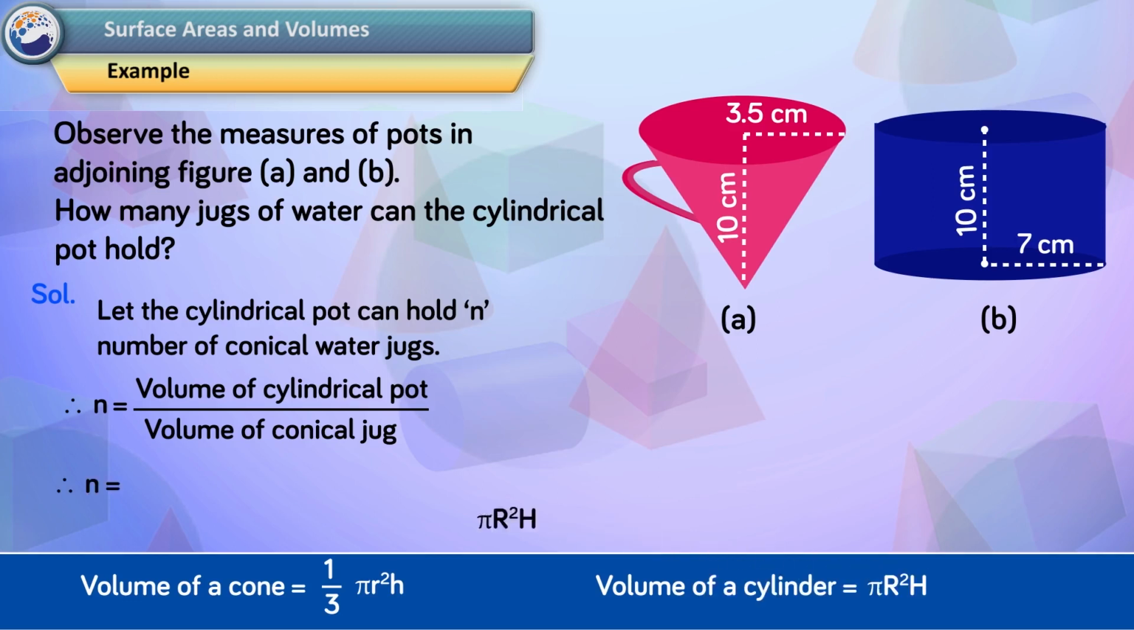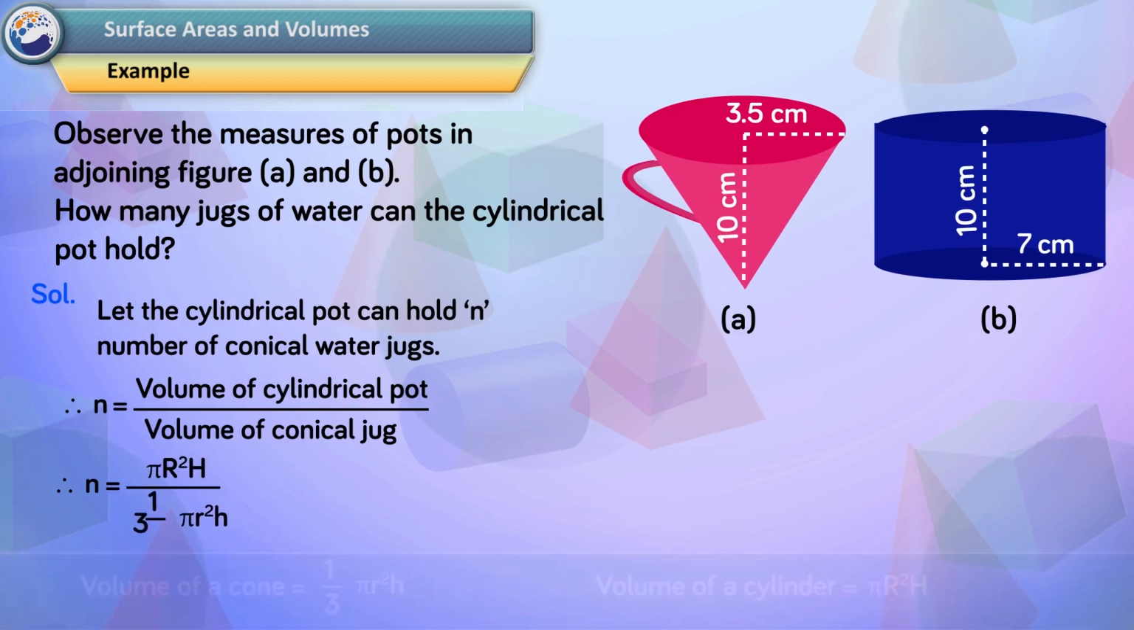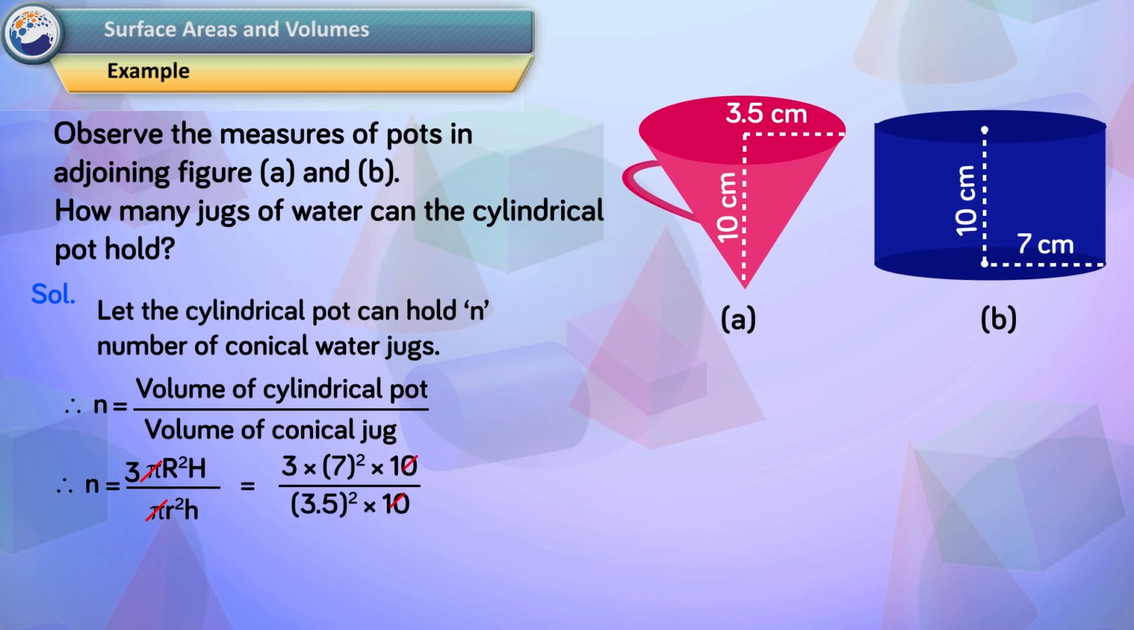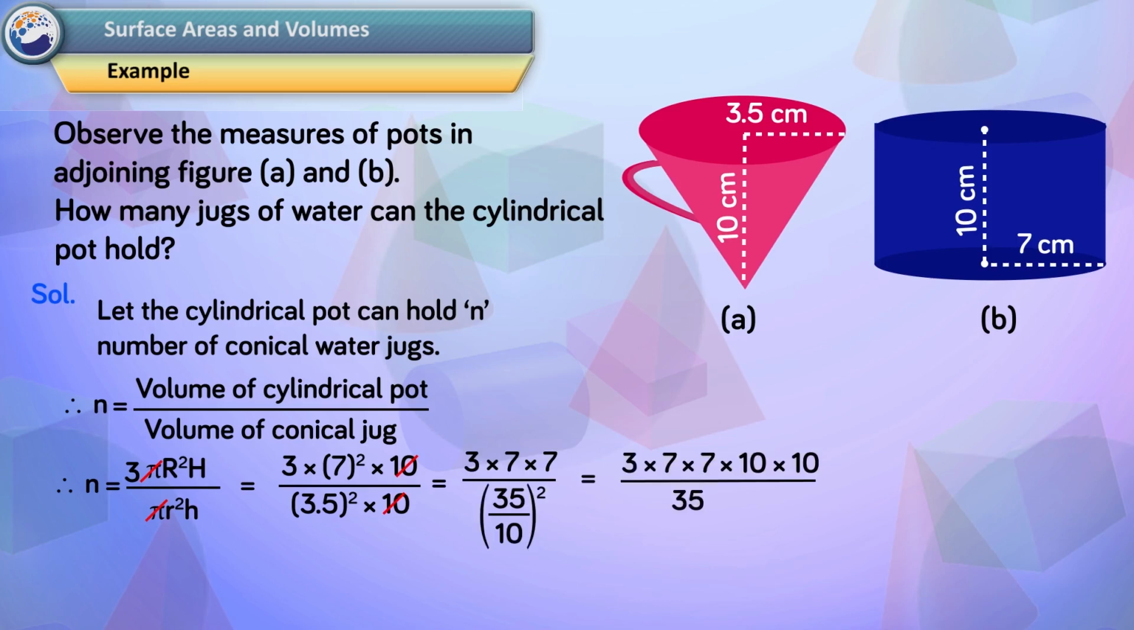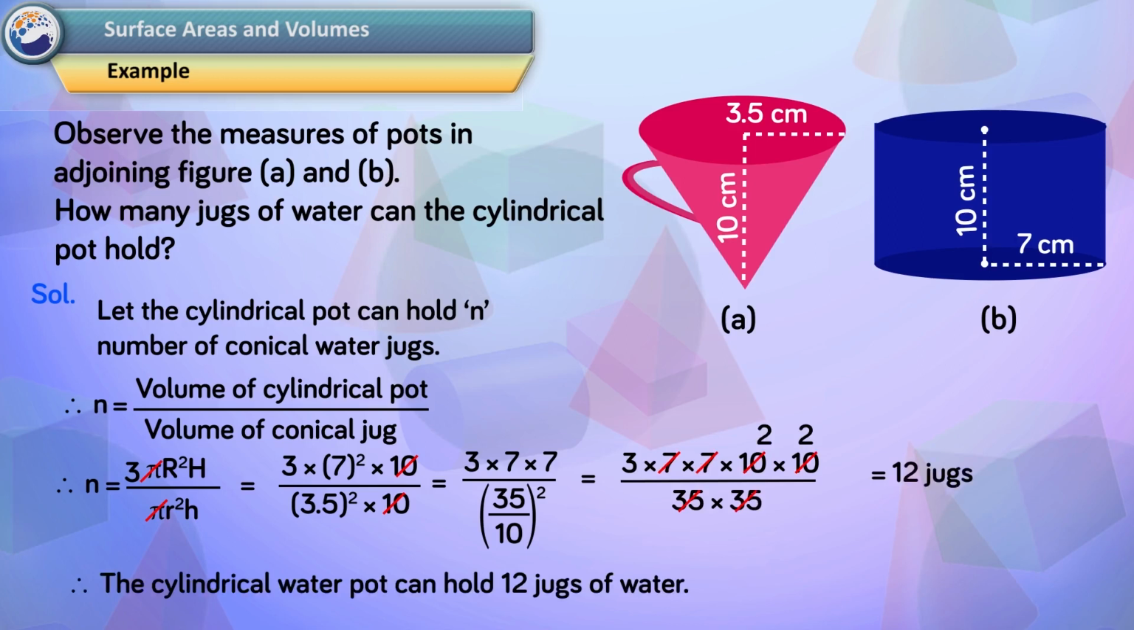Therefore, pi r square h upon 1 by 3 pi r square h. Here 3 goes to the numerator and pi cancels out, which is equal to 3 into 7 square into 10 upon 3.5 square into 10. Here 10 cancels out, which implies 3 into 7 upon (35 by 10) square. By simplifying this, the answer is 12 jugs. Therefore, the cylindrical pot can hold 12 jugs of water.